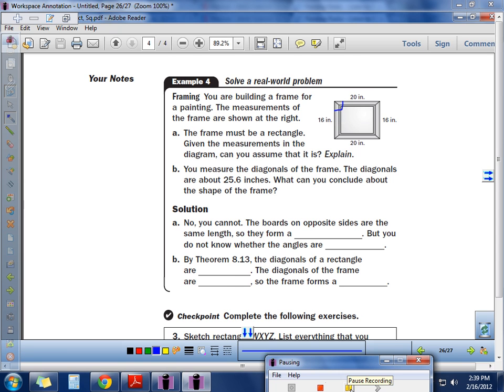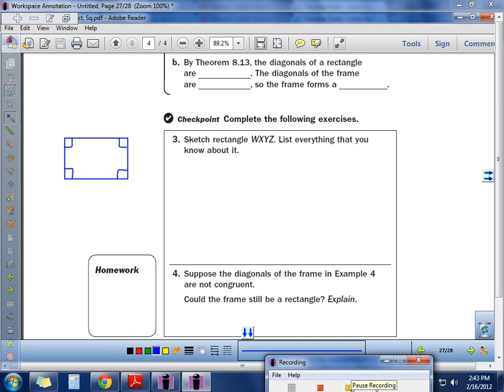All right, checkpoint 3 says sketch rectangle WXYZ. List everything you know about it. First thing, obviously, from our basic picture, and if you have more marks on it than this, then this is all the marks you should have on a basic rectangle. They make sure that they are 90 degrees. First thing, it has 4 right angles.